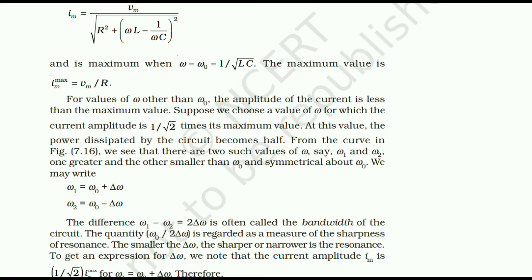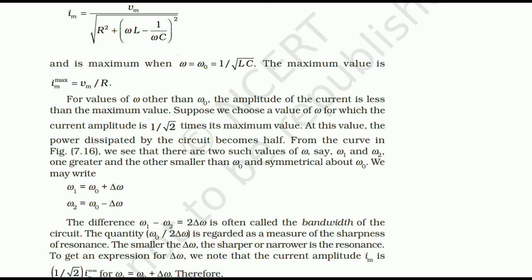For values of omega other than omega naught, the amplitude of current is less than the maximum value. Suppose we choose a value of omega for which the current amplitude is 1 upon root 2 times its maximum value. At this value, the power dissipated by the circuit becomes half. From the curve in figure 7.16, we see that there are two such values of omega, say omega 1 and omega 2, one greater and the other smaller than omega naught, and symmetrical about omega naught.